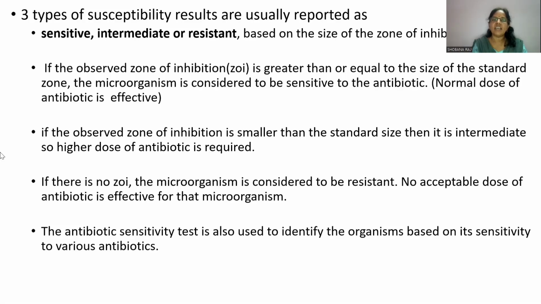The second case is if the observed zone of inhibition is smaller than the standard size, then it is intermediate. So a higher dose of antibiotic is required for the patient. If there is no zone of inhibition, the microorganism is considered to be resistant. No acceptable dose of antibiotic is effective for that particular microorganism or for the person who is affected by that microorganism. So the antibiotic sensitivity test is used to identify the organism based on its sensitivity to various antibiotics. So this is the ultimate aim of this experiment.